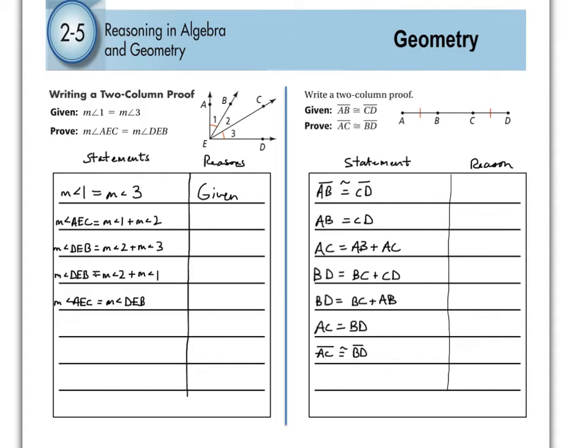This is section 2.5, part 2, and we're going to talk about going through and doing some geometric proofs. Now, we've done lots of equation proofs and dealt with the basic properties, but now we're going to dive into looking at some geometric proofs.